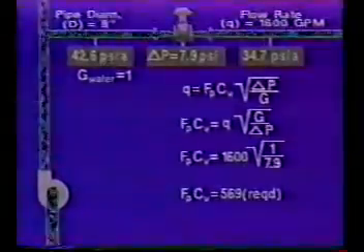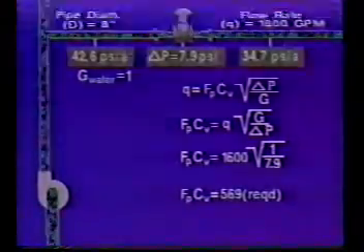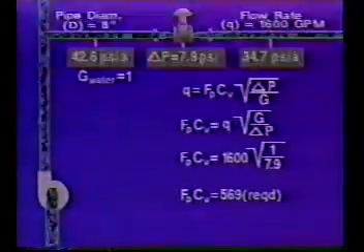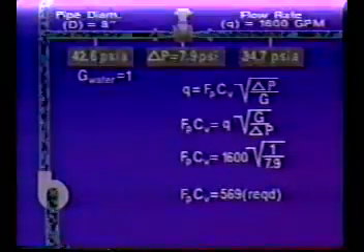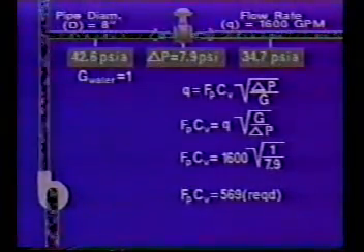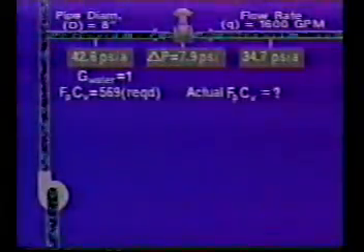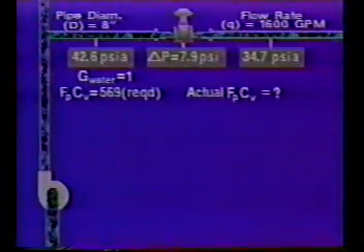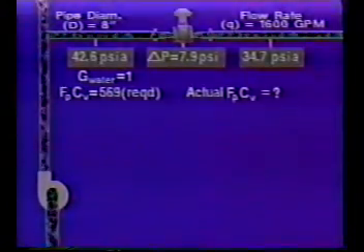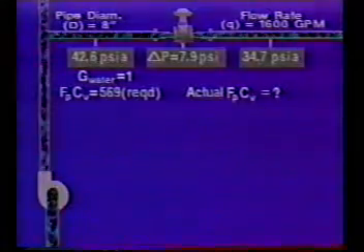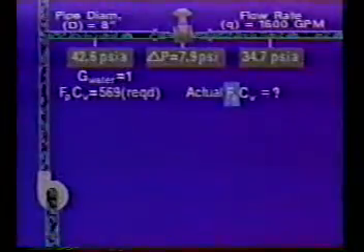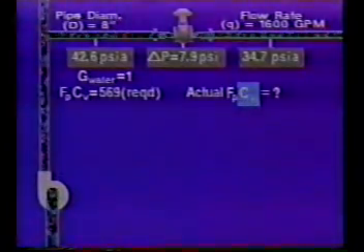By rearranging the formula, a value can be calculated for this term. As you can see, for the valve to function adequately, the minimum required effective flow coefficient is 569. The next step, then, is to determine the actual effective flow coefficient for our valve choice when installed in this system. We do this by calculating a value for the actual F sub P and the actual C sub V.